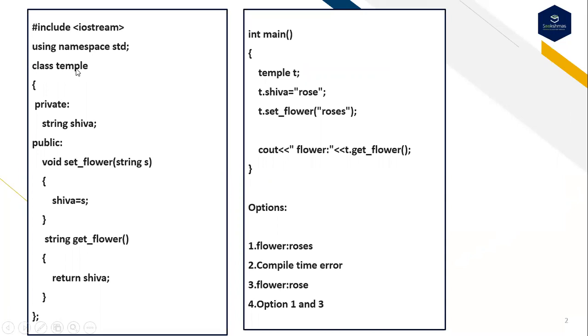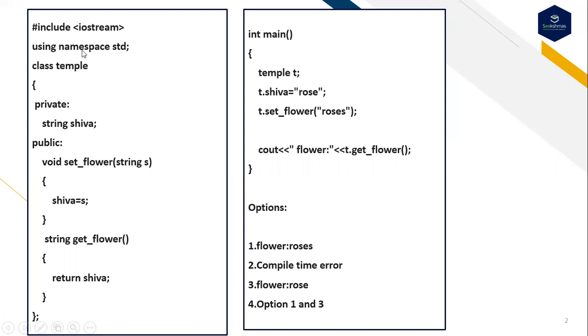I have created an object for the class, Temple t, and with the help of this t dot, I'm trying to access Shiva, and also I'm assigning the roses, and also passing this. Overall in this example, what are the options I have given? The first one is the output flower followed by roses, and the second option is compile time error, and the third option is flower followed by only rose, and the fourth option is option 1 as well as option 3. Both the outputs you will get.